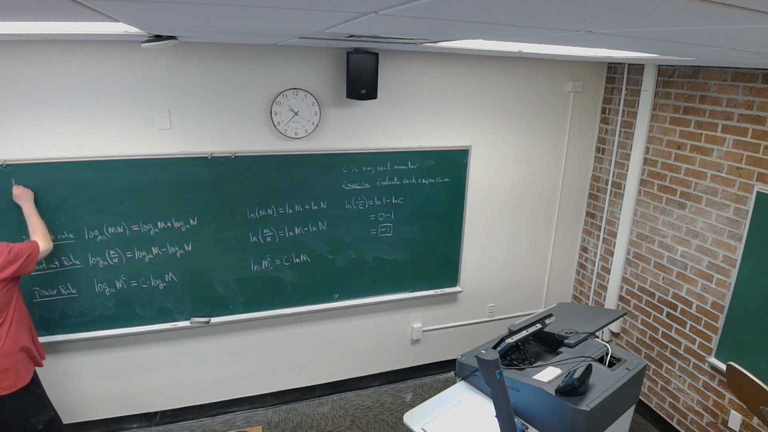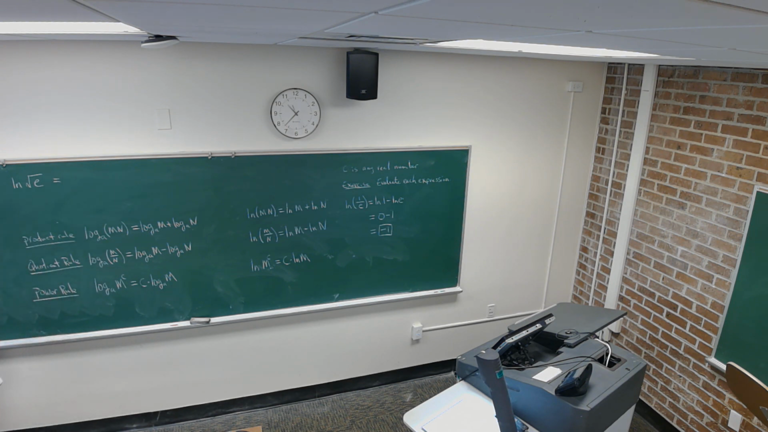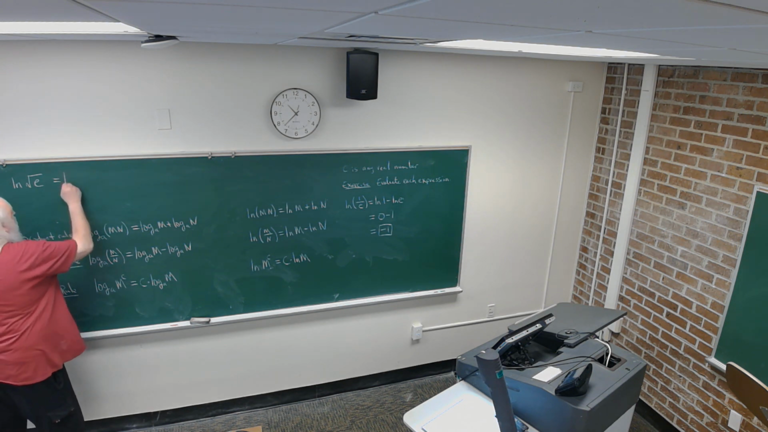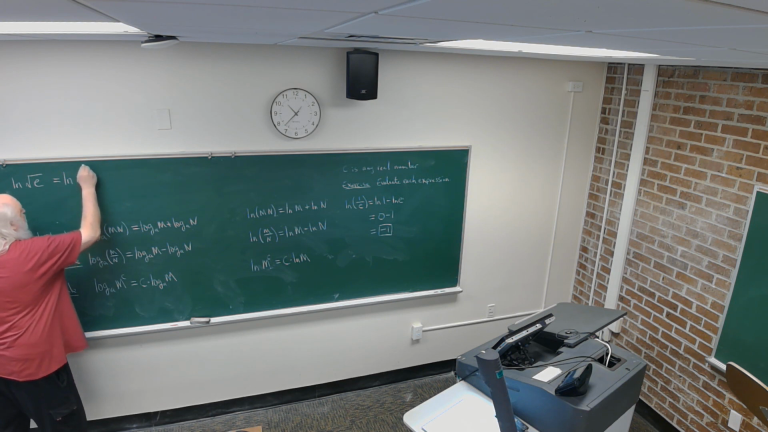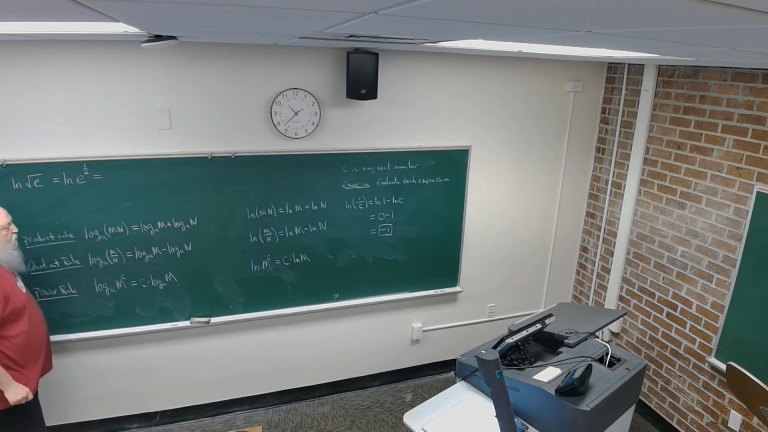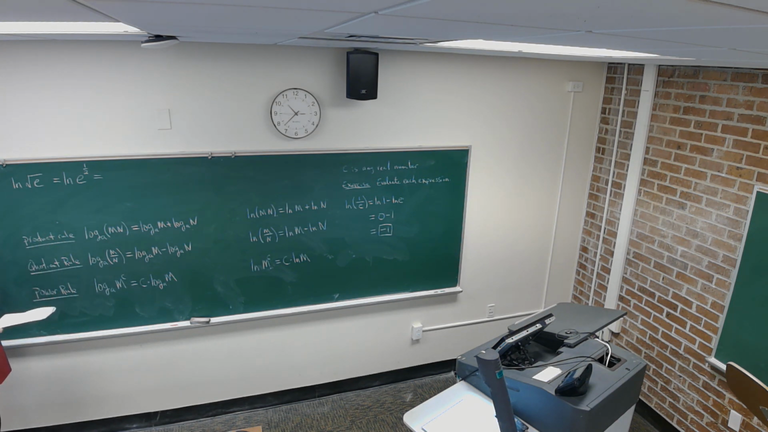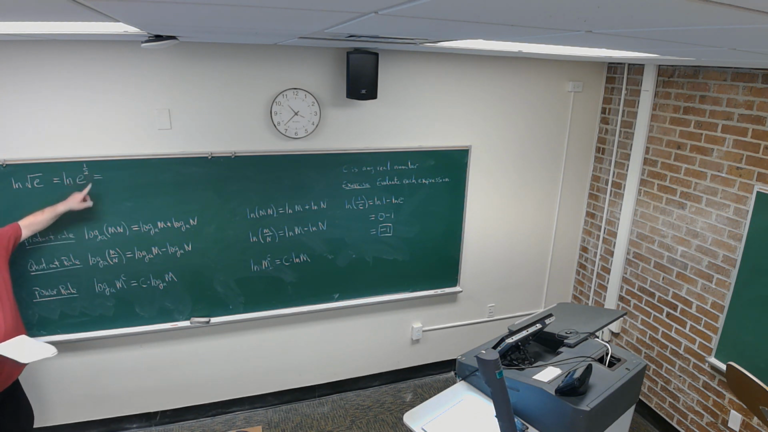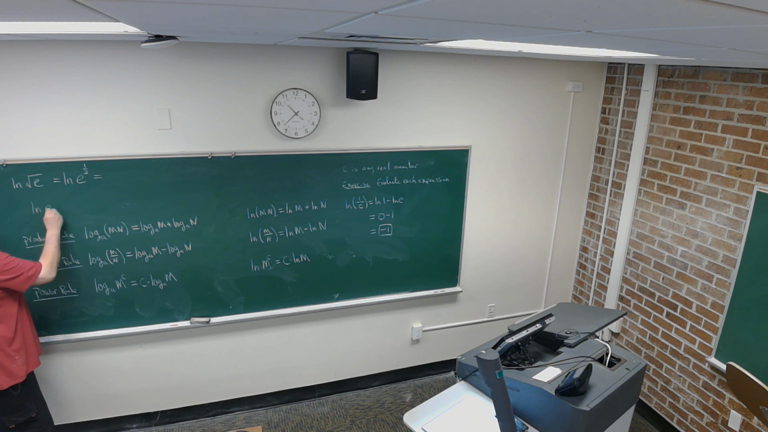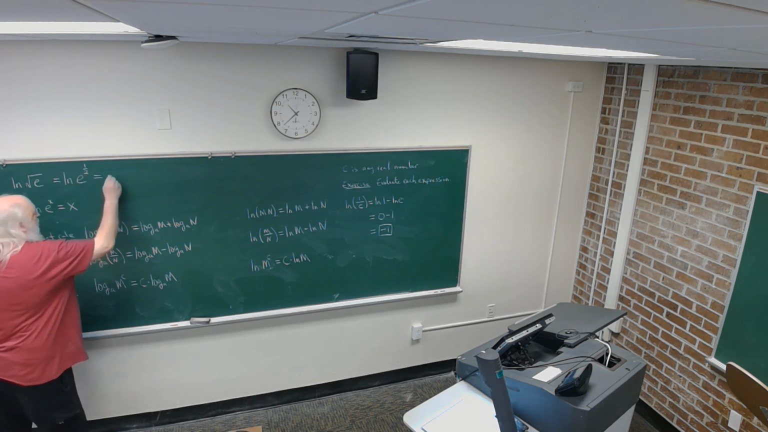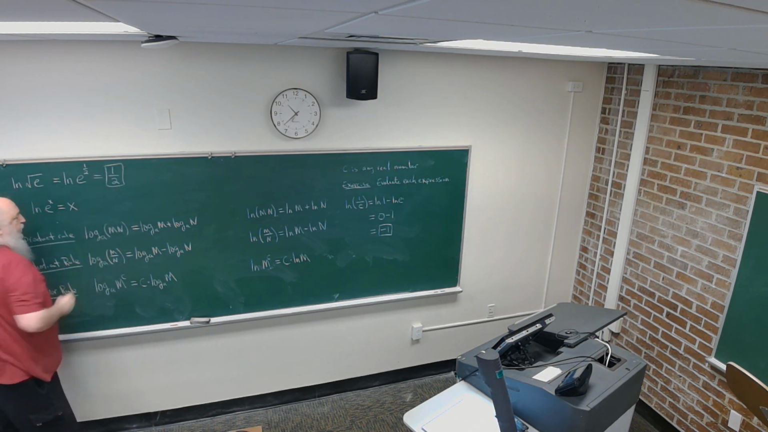Okay. Next we have the natural log of the square root of e. Well, you know, square root is the same as raising something to the 1/2 power. So this is equal to the natural log of e to the 1/2 power. And from the properties of the natural log, we've already erased, the natural log of e to the x is just x, right? So our x in this case is just 1/2. And so the natural log of e to the 1/2 is 1/2.